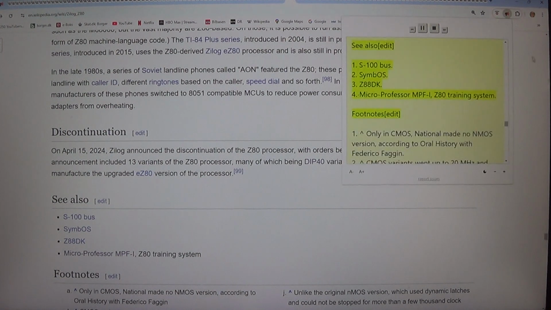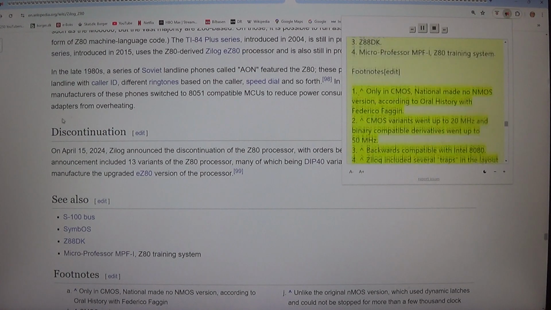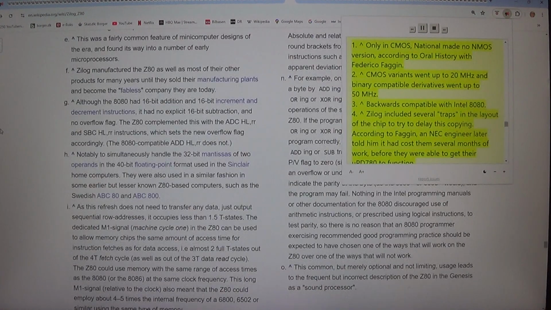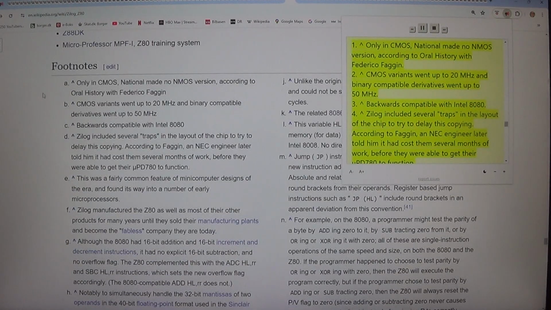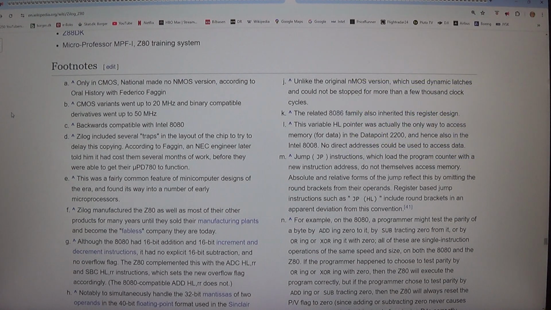Z80 4 microprocessor MPF-I, Z80 training system. Footnotes. 1. Only in CMOS, National made a known MOS version, according to an oral history with Federico Faggin. 2. CMOS variants went up to 20 MHz and binary compatible derivatives went up to 50 MHz. 3. Backwards compatible with Intel 8080. 4. Zilog included several traps in the layout of the chip to try to delay this copying.